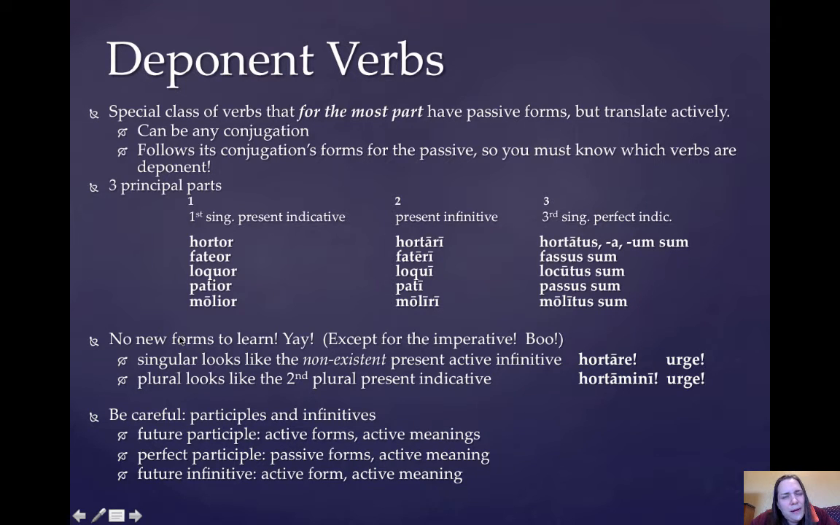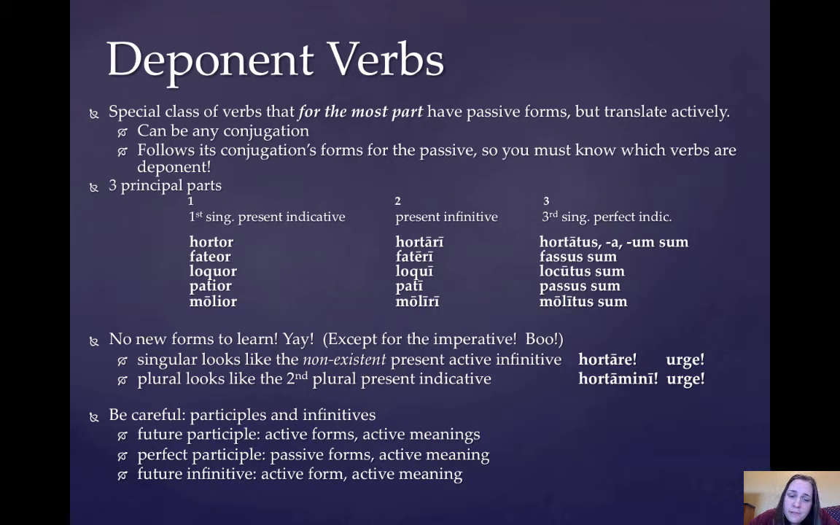Yay! Except for the imperative. Boo! So you need to know what the imperative of the deponent verbs look like. The singular imperative looks like the non-existent present active infinitive. So if this verb were to have a present active infinitive, which it doesn't, but if it were, it would look like this, hortārī, and that is the singular imperative urge. The plural looks like the second person plural present indicative, so that mini ending, and that is the plural to urge. So hortāmini also means the imperative urge.